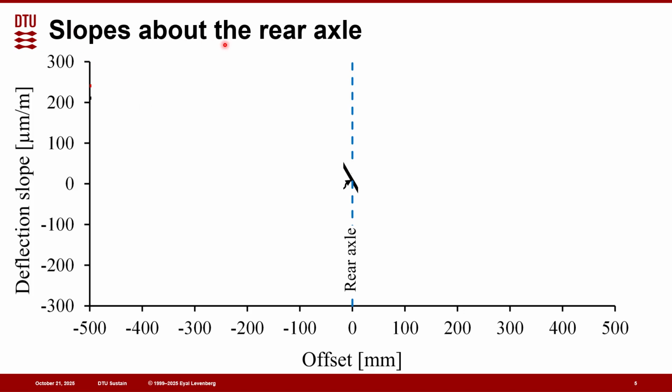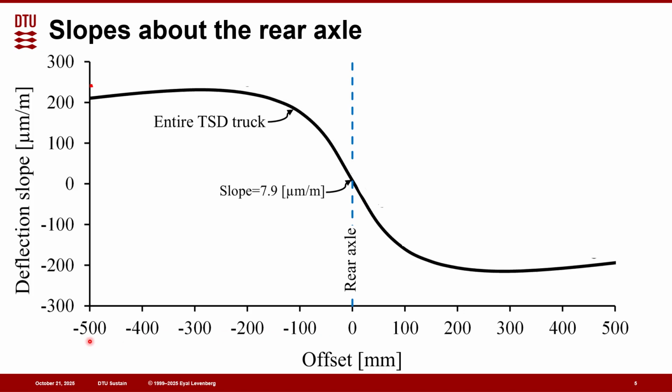If we calculate slopes from the model about the rear axle, in this chart I will show the calculated slopes versus offset with respect to the rear axle. So the rear axle is placed at offset 0, and the positive offsets are in front of it in the direction of the truck driving, and negative offsets refer to points behind the truck, or behind the rear axle. And this is how the slope looks.